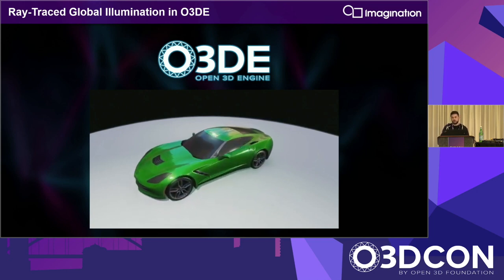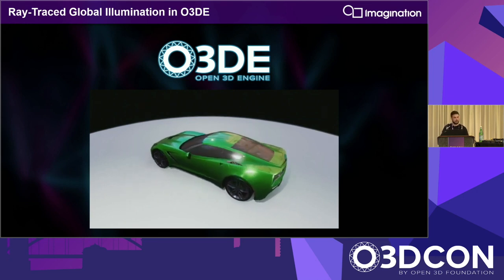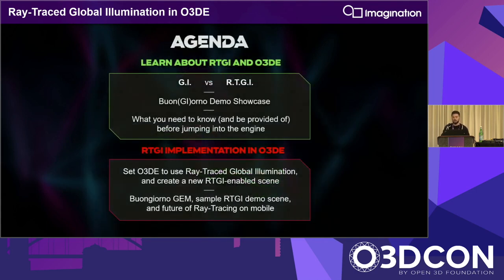And now, after giving you a little bit of introduction about O3DE and what we do at Imagination Technologies, here's the agenda for the remainder of the session. I split the presentation in 2 parts. I'll firstly talk about the things that you need to know and learn about Ray-Traced Global Illumination and O3DE. So we'll speak about the difference between GI and RTGI. Then I will showcase the graphics demo that we made at Imagination Technologies about RTGI, so you can see what the system allows to achieve visually. And finally, I will give you some useful tips before jumping right into the engine.